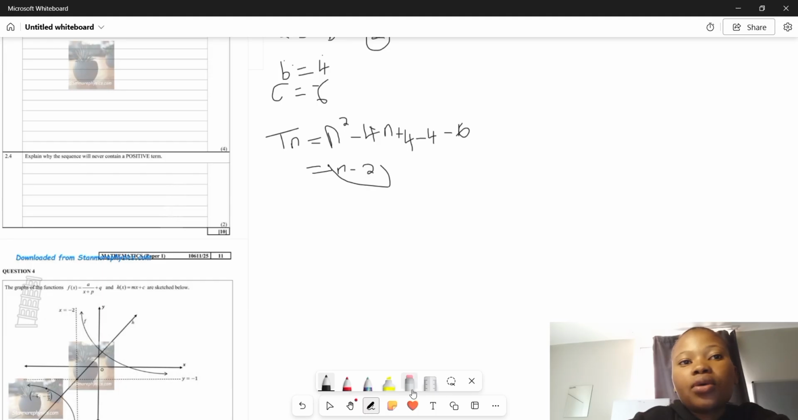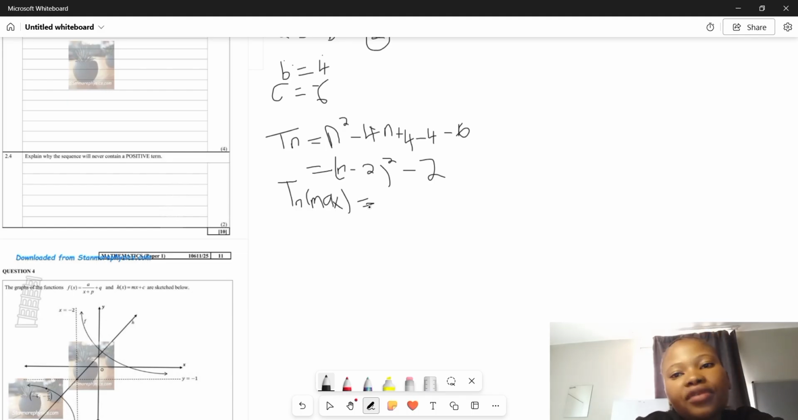This is our equation. So now Tn max, the maximum term, is equal to, we are going to solve this, which is negative 2. That is our maximum term. So it will never be positive. So we do not have any positive number.